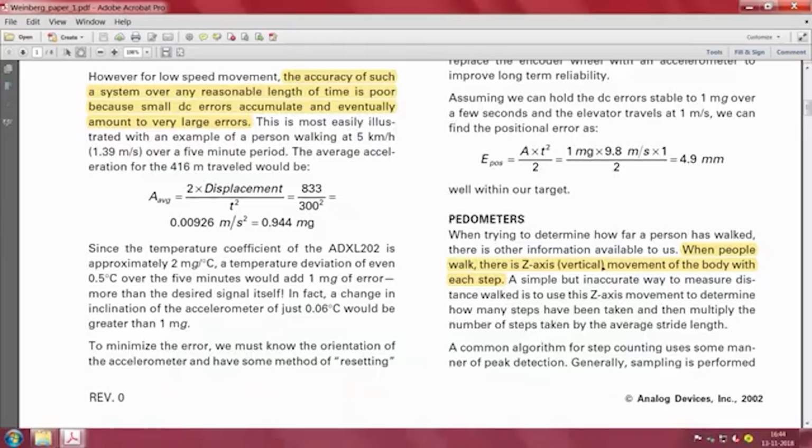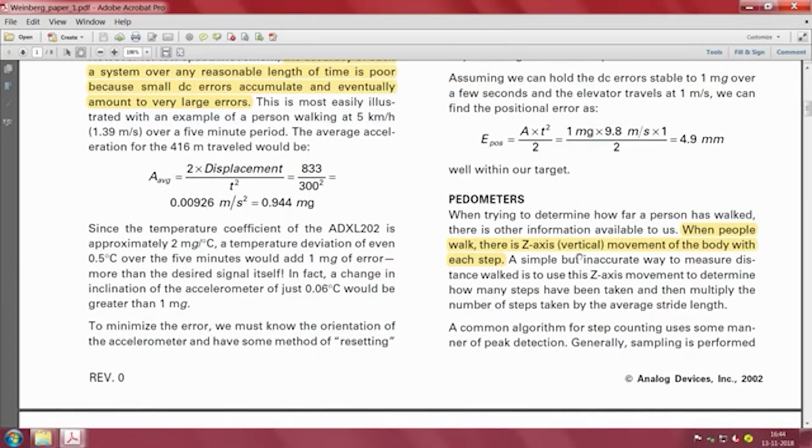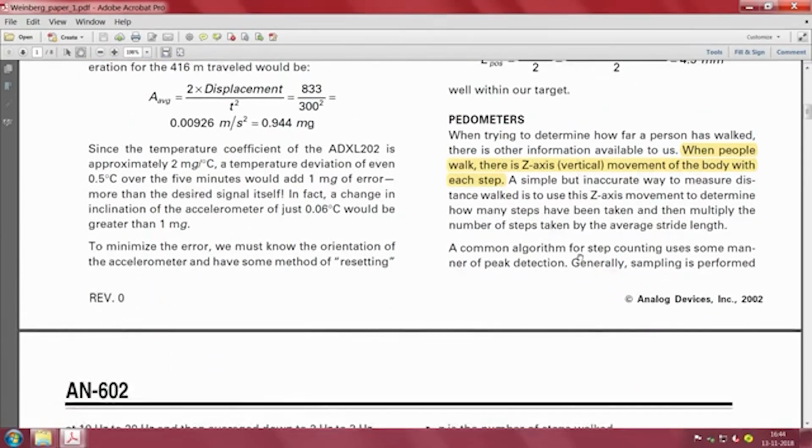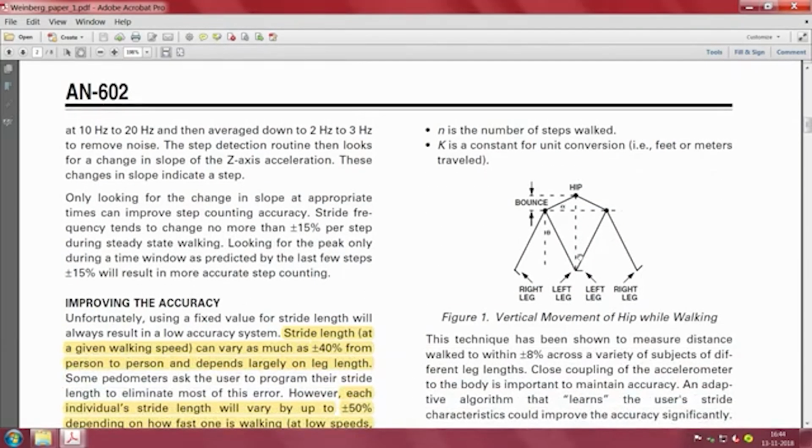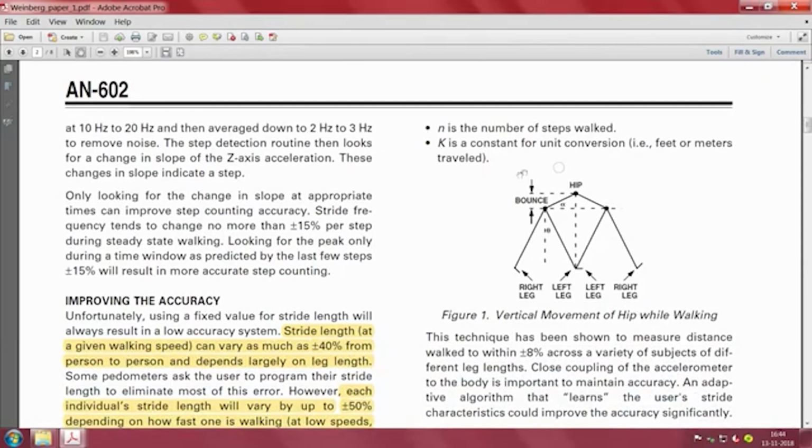When people walk, there is a z axis movement of the body with each step. Now this is nice to say, but what is actually happening, and how is it that there is a z movement, or a vertical movement, is interesting, and you can see that from this picture that you have here. This is a nice picture.